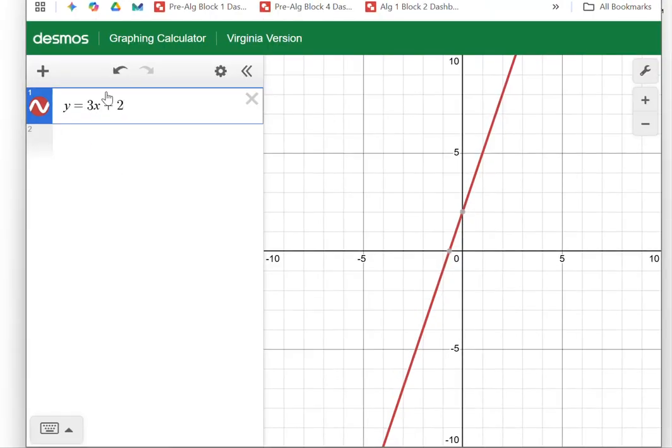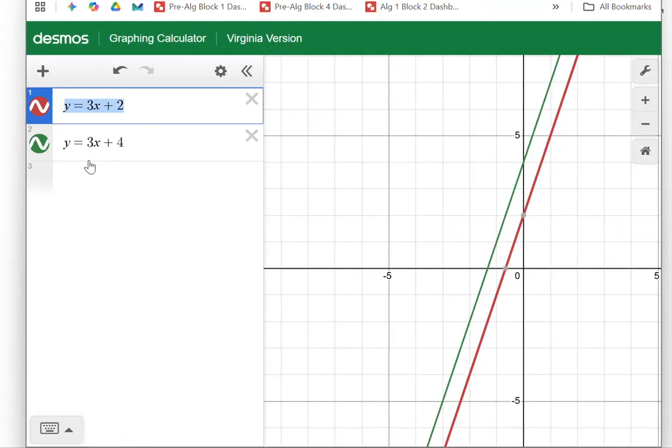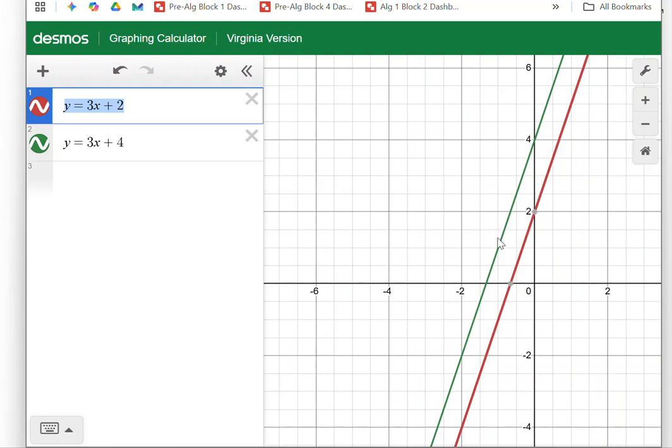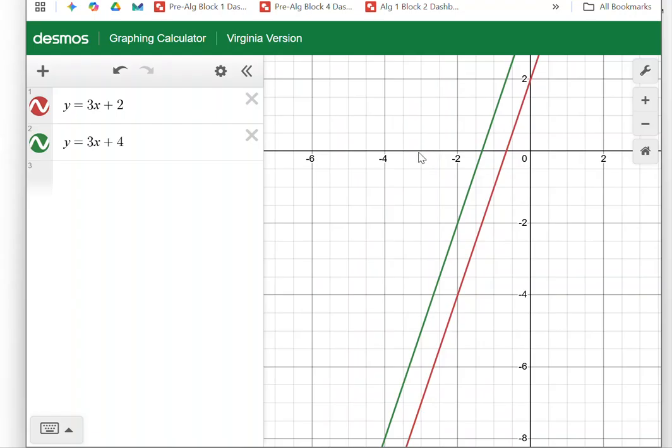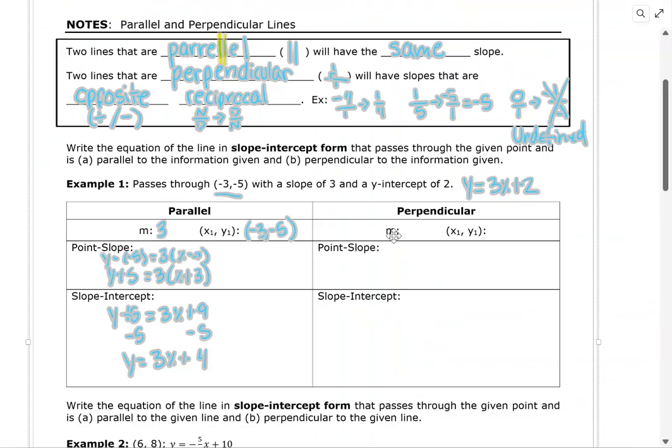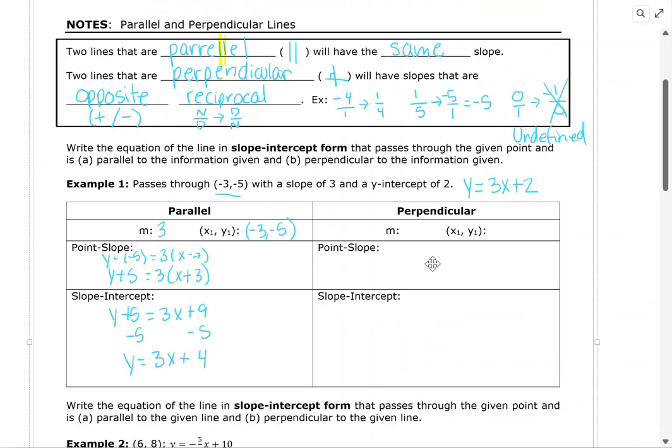So now if we go ahead and graph this line, it should be parallel to our original function, which was 3x plus 2. So now if I type in y equals 3x plus 4, you can see that it is above the line that we previously had. If we looked at the point -3, -5, we'd be right here, which we did land on. So that's another indicator that we got this question correct. So now let's look at this in perpendicular. So for perpendicular, we said we needed to make our slope the opposite reciprocal of our original slope.